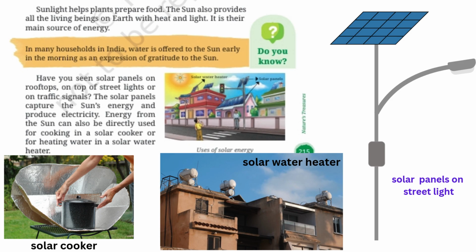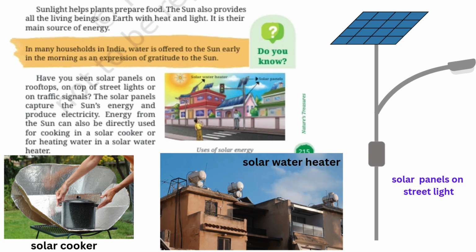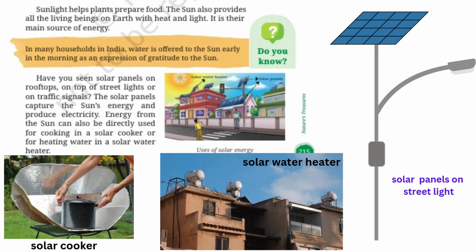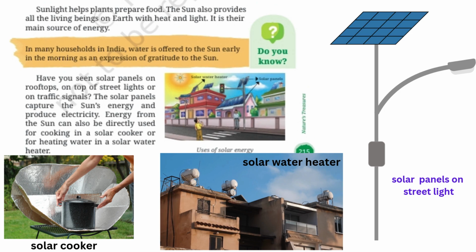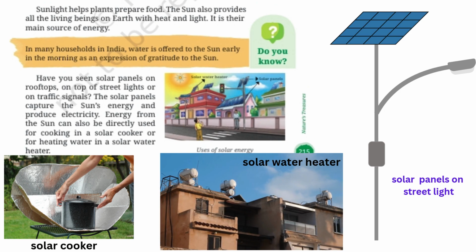The sun helps plants. During photosynthesis, what happens? Plants prepare food with the help of sunlight. Photosynthesis means preparation of food. The sun also provides all the living beings on earth with heat and light. It is the main source of energy.